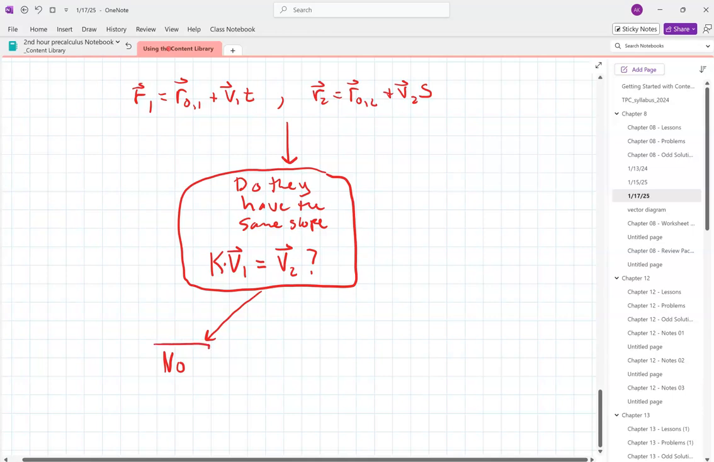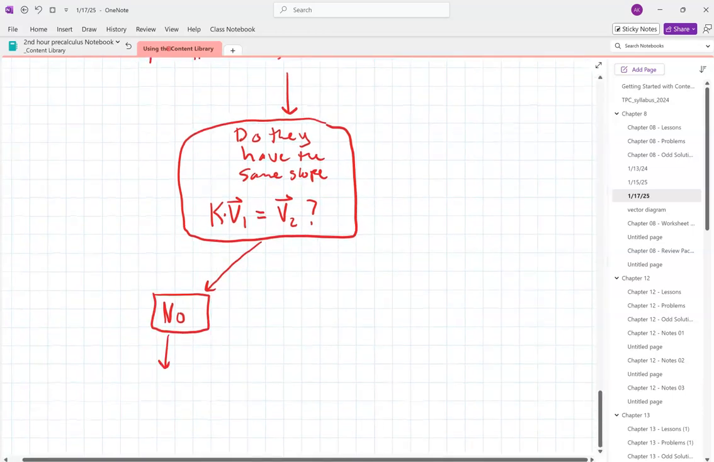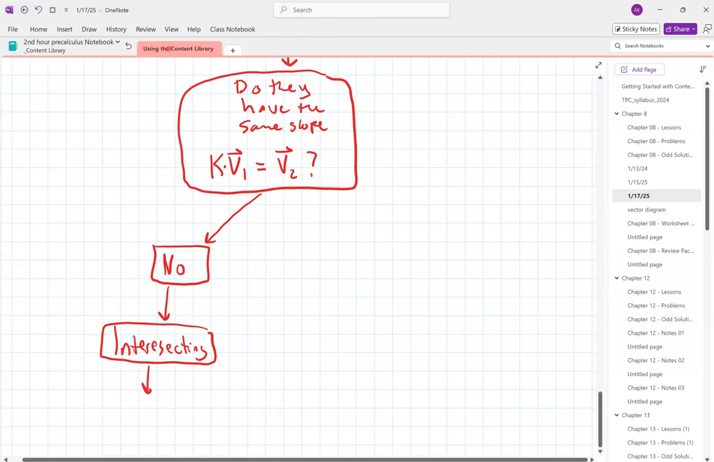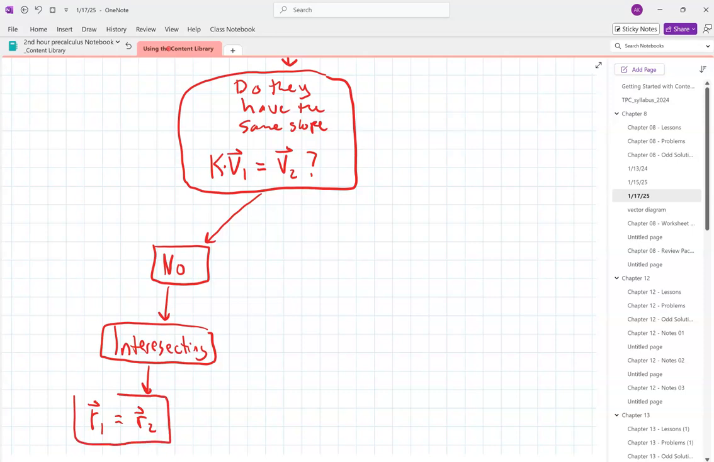If the answer is no, then I know they're intersecting. And to find that intersection, I'm going to take R1 and set it equal to R2. And we'll do examples of doing this with you guys here.